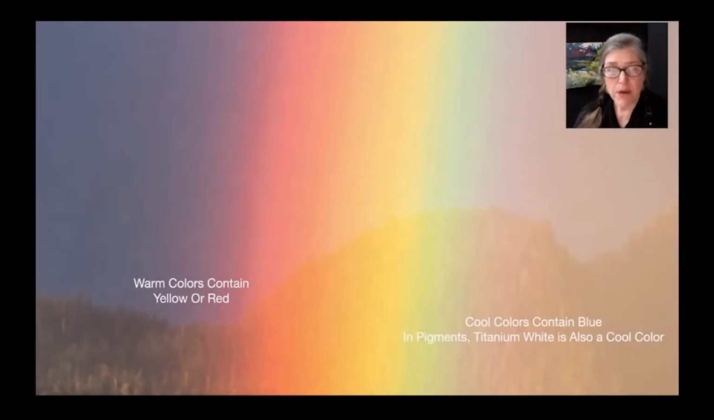When we look at a rainbow, we see that the colors are separated out. That's what a rainbow does. It extracts the different wavelengths of color and separates them out. Warm colors are created from yellow or red, or contain yellow or red, and cool colors in the rainbow contain blue. When we're talking about paint, white is also considered a cool color.